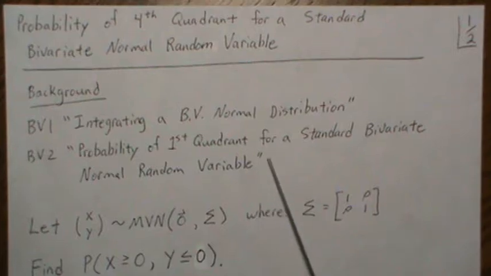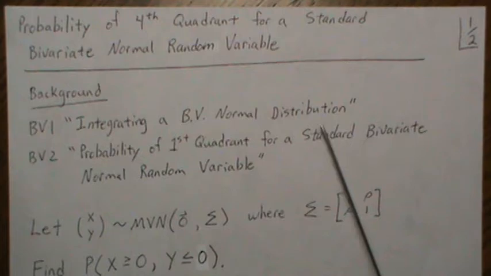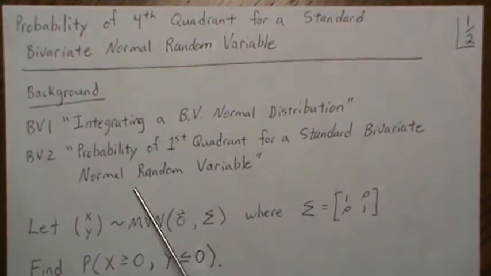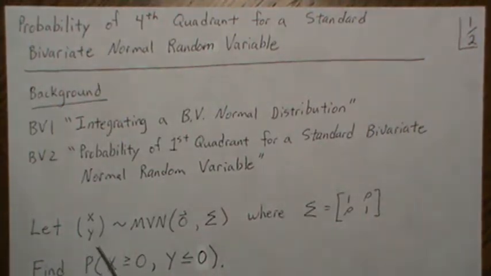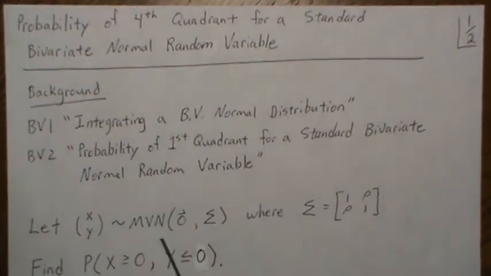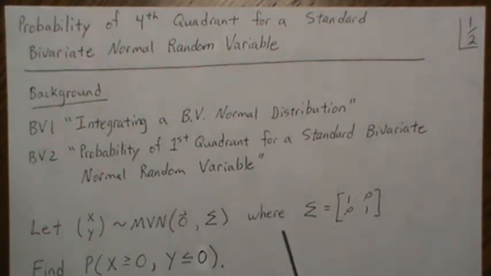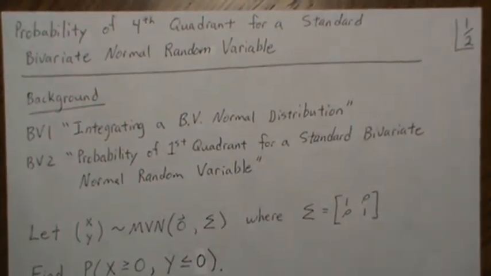Background video 1 is integrating a bivariate normal distribution, where we show that integrating a bivariate normal distribution integrates to 1, which it should. And then background video 2 is the probability of being in the first quadrant for a standard bivariate normal random variable. And so here we have a vector x and y, which is multivariate normal, mean 0, and variance covariance matrix this. So the variances are 1, so the off diagonals are the correlation.